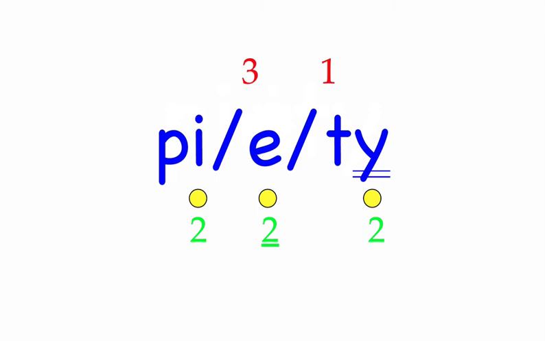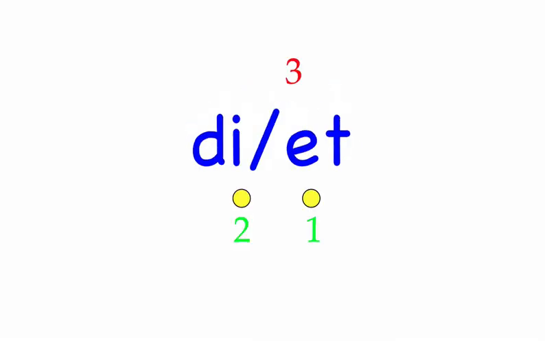Row 10, diet. I need to go on a diet. Die, 2 sounds. D, I. Et, 2 sounds. E, t. Diet. Mark the word.